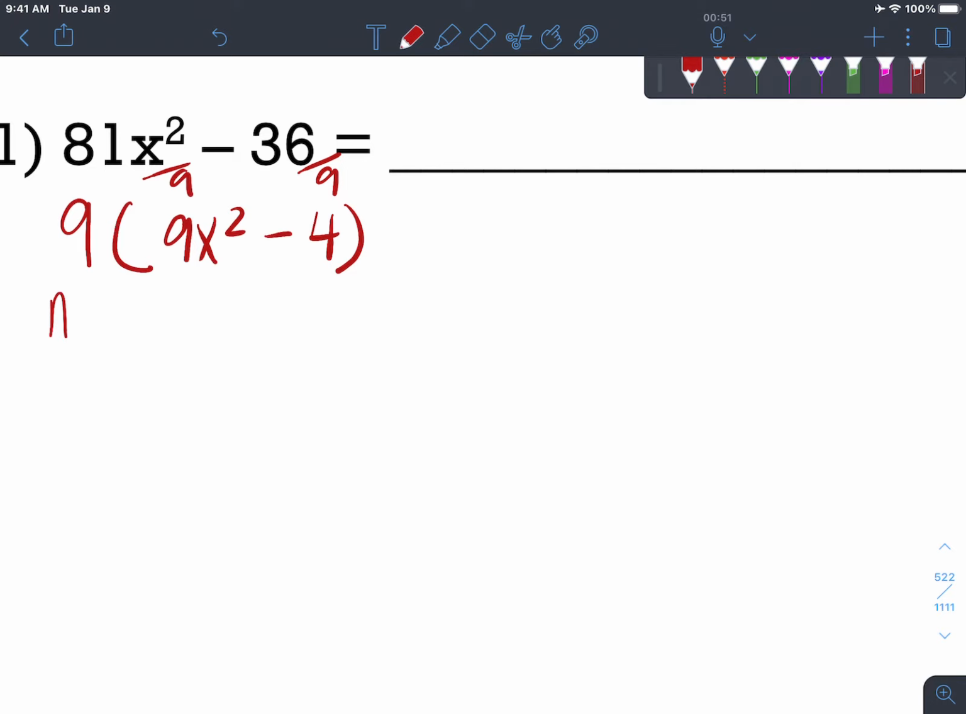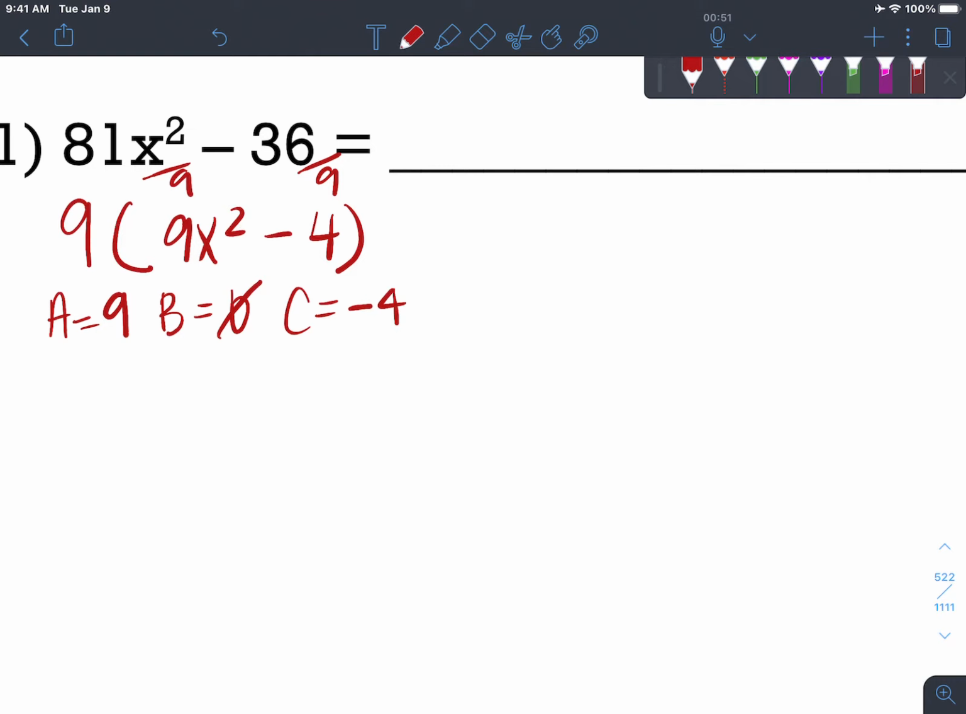Now I'm going to identify my A, my B, and my C. So my A is 9, my B does not exist, so it is a 0, and my C is negative 4. The fact that my B value is 0 is something that's really important. That's critical for us to be able to do this, okay? So let's go ahead and continue forth.